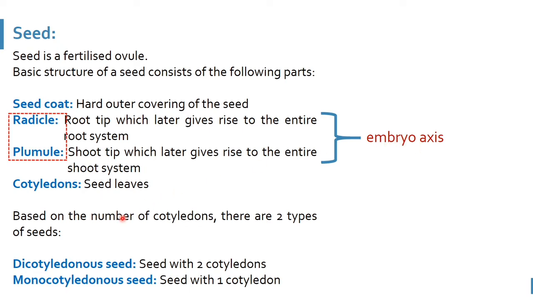Based on the number of cotyledons, there are two types of seeds: dicotyledonous or dicot seeds, and monocotyledonous or monocot seeds. In dicot seeds, as the name suggests, there are two cotyledons, and in monocots only a single cotyledon.